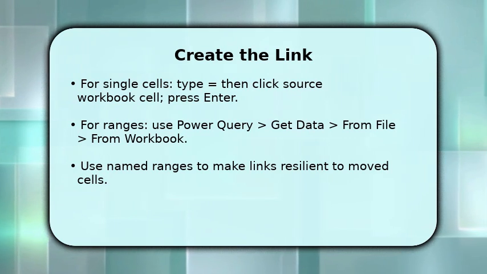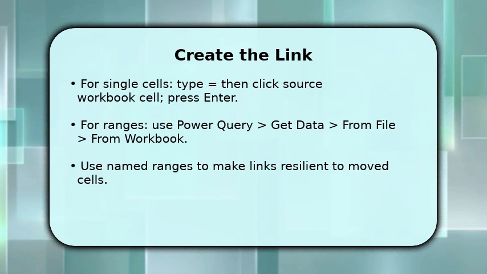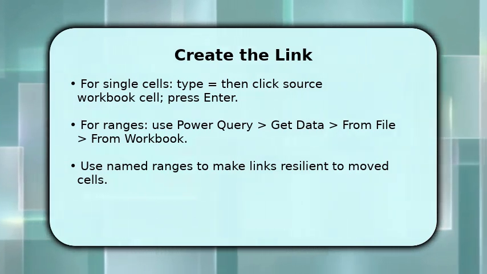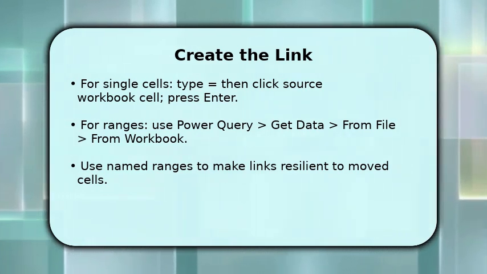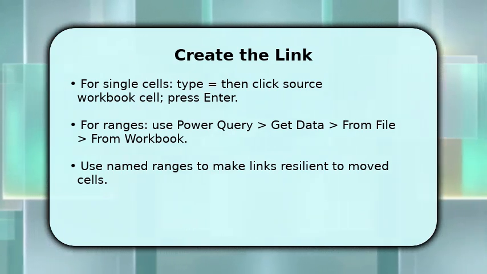For structured or multi-row data, go to Data, Get Data, From File, From Workbook. Select the file, pick the table or range, then load or transform to shape data. Use named ranges in the source to keep links stable if rows or columns move, which reduces future breakage.